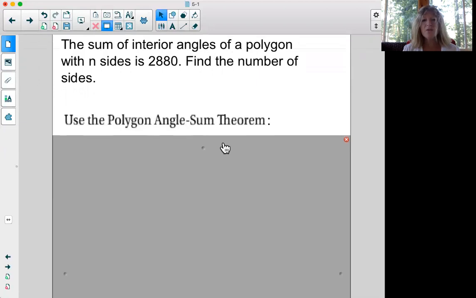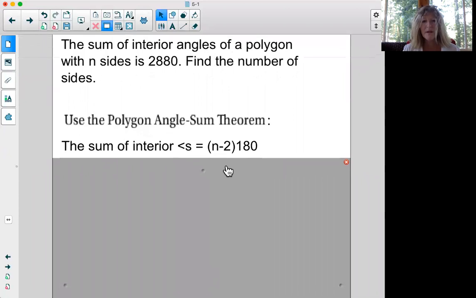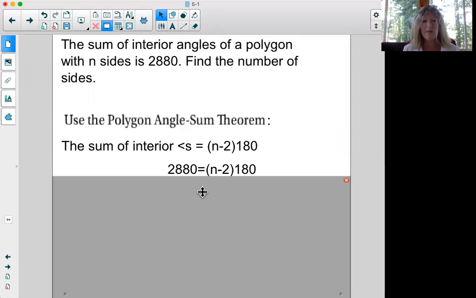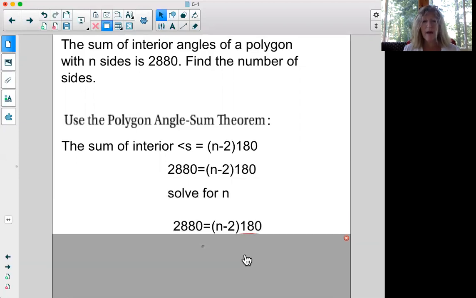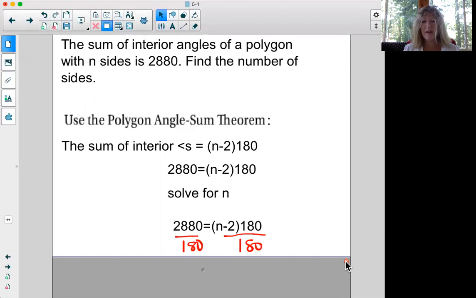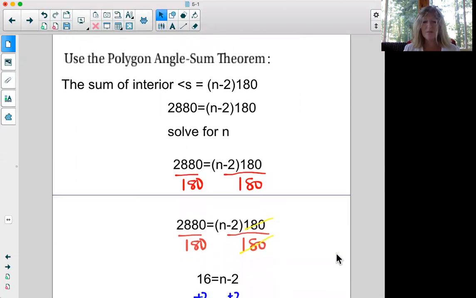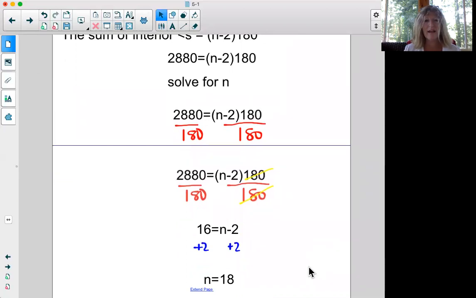And so what we can do is use our polygon angle sum theorem, knowing that the sum of interior angles for any convex polygon will be n minus 2 times 180. Well, we're told in this problem the sum is 2,880, and we just have to solve for n. So we do our inverse operations. We can divide both sides by 180, and then we can add 2 and get, this must be a polygon with 18 sides.